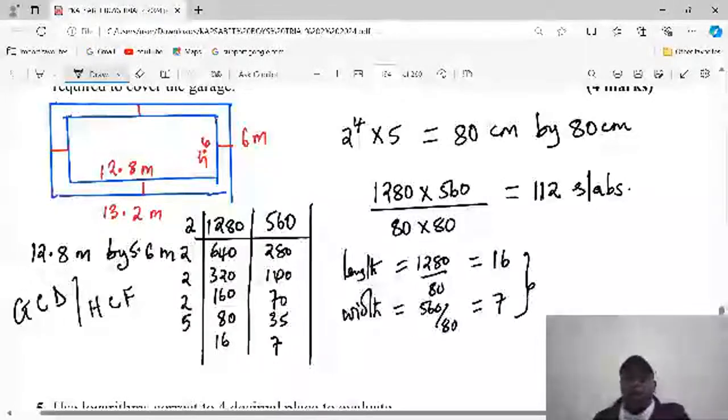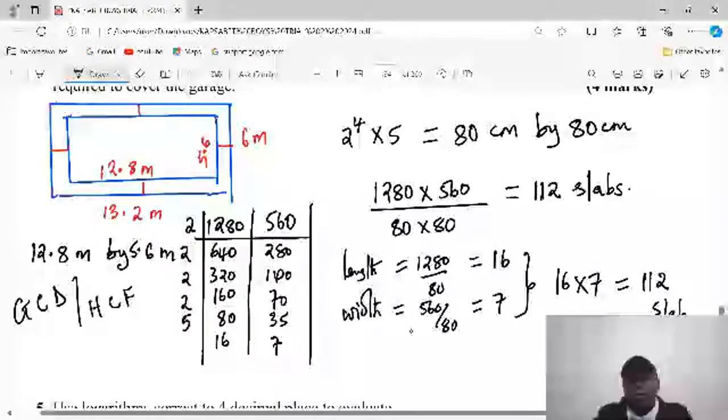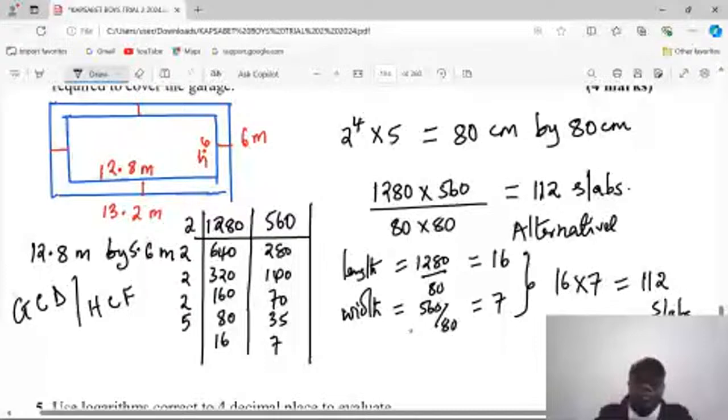I think you know that format of counting a total number of particles in a certain area. So it will be 16 by 7. So 16 by 7 is giving us exactly 112 slabs. This is an alternative. So we can say alternatively. So that is how we get it.